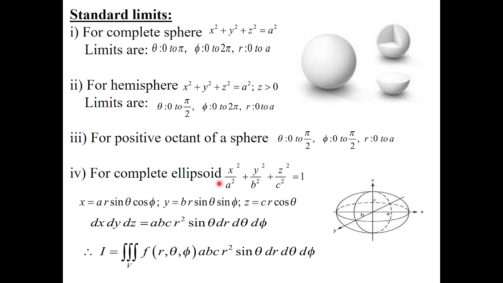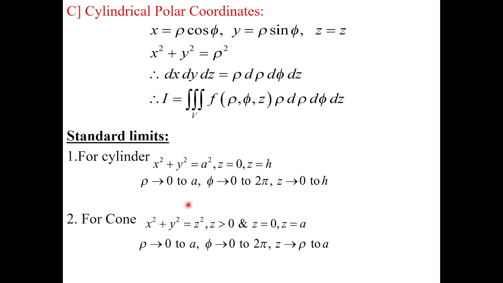For an ellipsoid, the conversions are like this. Just like a simple ellipse in two dimensions, here x, y, z are substituted as aR, bR and cR, and in dx dy dz, abc will be added there. So these are the conversions for ellipsoid. Now, cylindrical, as I said, there will be no question on cylindrical. We can use only Cartesian and spherical polar coordinates.